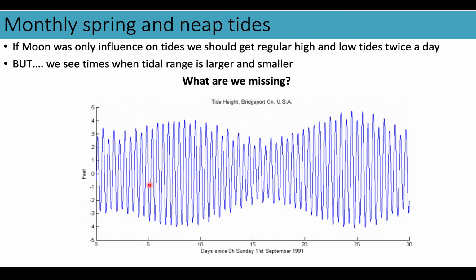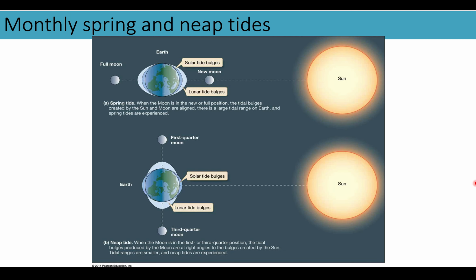So if I go back to this figure, you can see that sometimes there's a very large difference between high and low tide. Then at other times in the month, it's much less. So you see there's not as much of an effect. It's not as much of a change from high tide to low tide. And that's to do with whether or not you are situated in spring tides, where everything's in alignment, or neap tides, where things are offset.